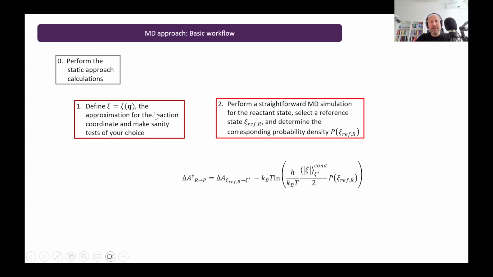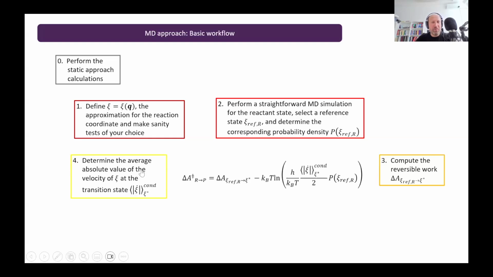So with that, we can then perform straightforward molecular dynamics simulations that we use to obtain the probability density. Then, based on the results that we see, we determine a suitable reference reactant state and obtain the value for that. Then comes the heaviest part of the calculation in terms of CPU time needed. That's the calculation of the reversible work.